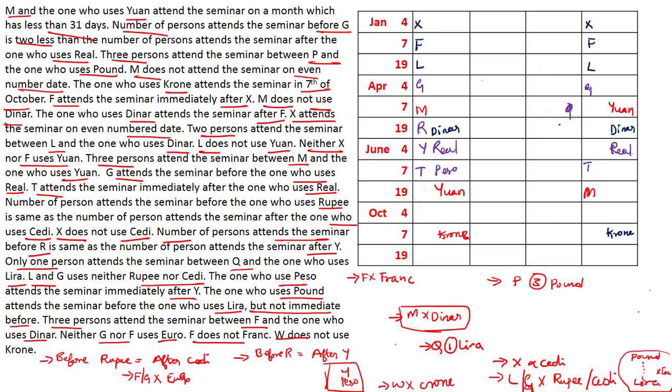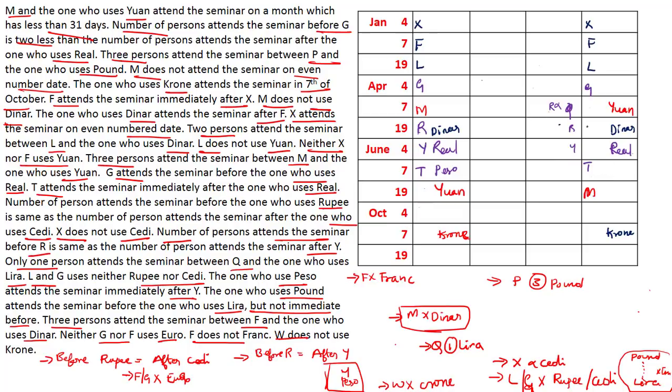In the same manner, if R is here, before R, 1, 2, 3, 4 persons. It means after Y, there should be 4 persons. 1, 2, 3, 4. Y cannot be placed here because T is already there. So therefore, it is not possible to place Y here. So R cannot be at this place. If I put R here, before R, 1, 2, 3, 4, 5. It means after Y, there are 5 persons. So 1, 2, 3, 4, 5. Y can be at this place. So immediately after Y, peso has to be placed.